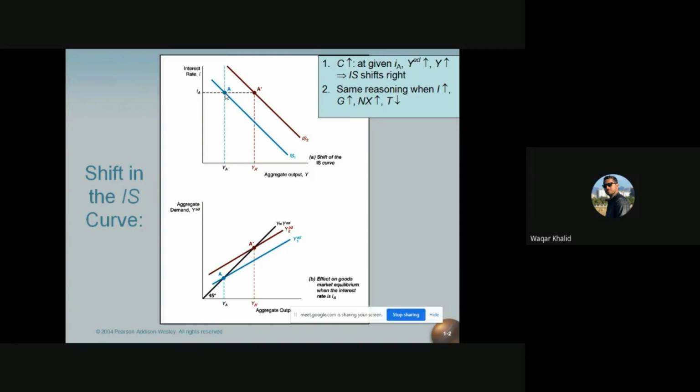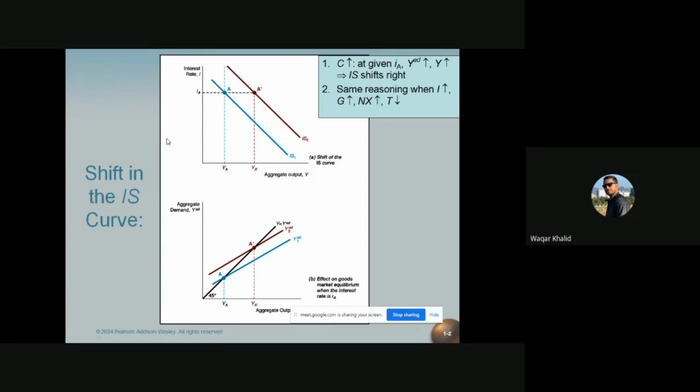What will be the result? The aggregate demand function will shift upward and cause the IS curve to shift to the right from its original position. So the IS curve will shift from IS1 to IS2, and Y_AD1 changes its position to Y_AD2. If the aggregate demand function shifts upward, the IS curve will shift to the right.